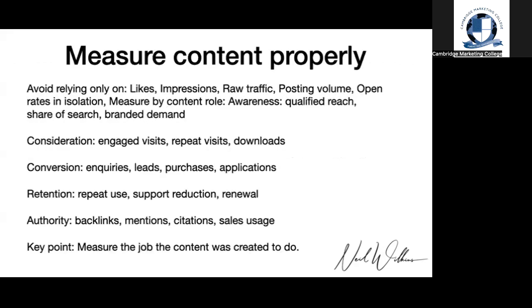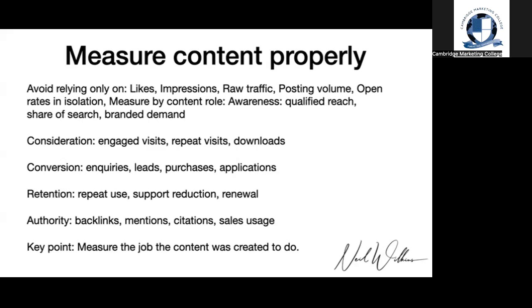And the hybrid comes really into play, and the AI really comes into play when we're looking to measure content properly. So what I would recommend is that you start to brief your AI in terms of helping you at this point, having briefed them with the strategy, which we've already set there, and start to say, right, we need to avoid relying on things like likes, impressions, post volumes, content role, etc., awareness, qualified reach. All those kind of things.